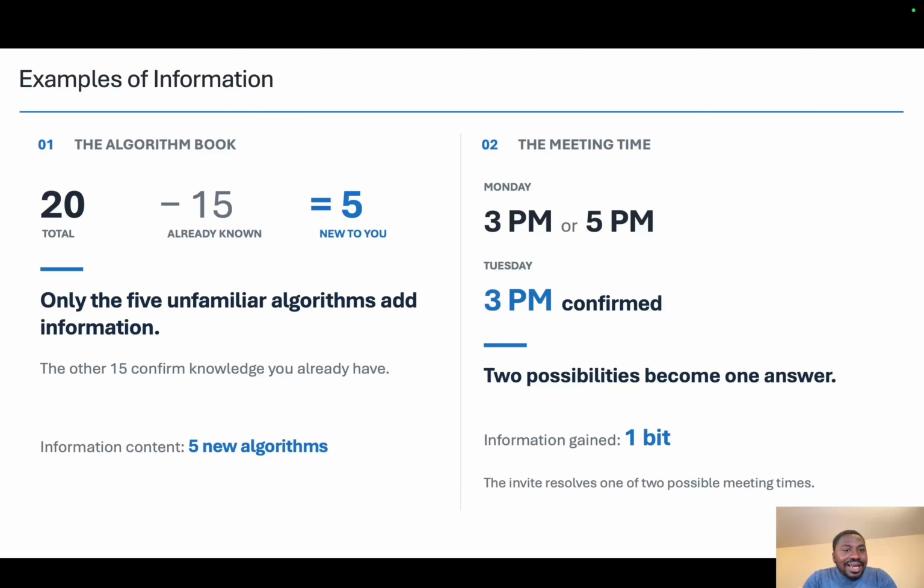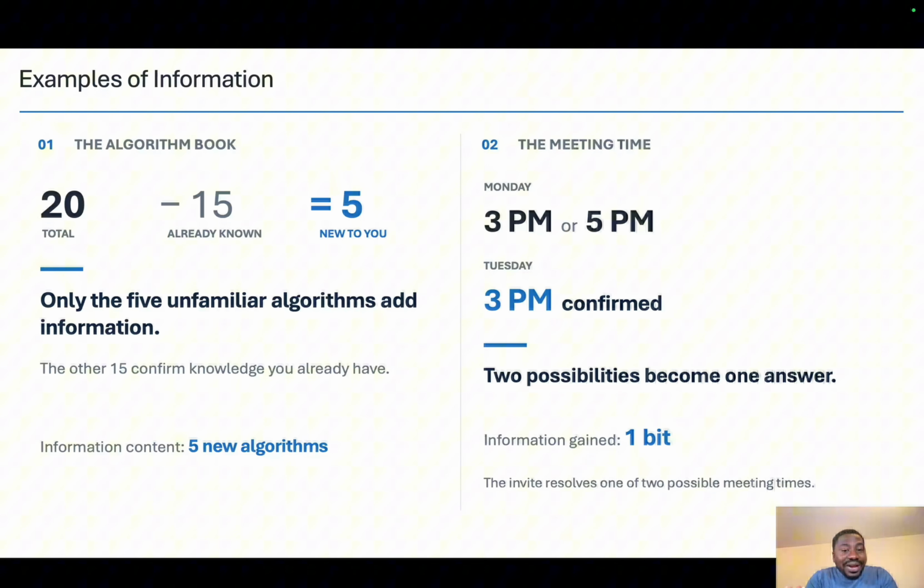Let's take a step back and think about something that is not an LLM. Let's think about a book on algorithms that contains about 20 algorithms. You already know about 15 of them in your head, like you're really good at this.